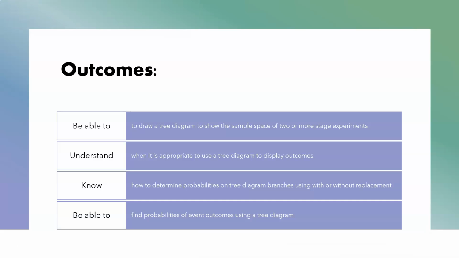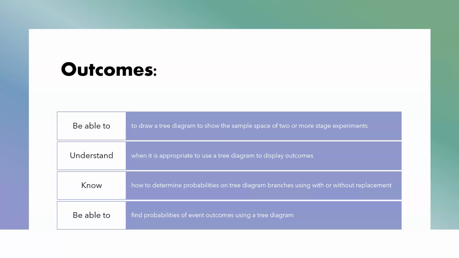So our outcomes for this video. By the end of watching it and doing a bit of practice, you're going to be able to draw tree diagrams to show the sample space of 2 or more stage experiments. So that means a tree diagram with 2 lots of branches or more. We're going to understand when it's appropriate to use a tree diagram to display outcomes. You're going to know how to determine the probabilities on tree diagram branches using with or without replacement.